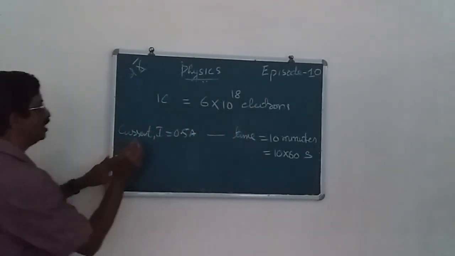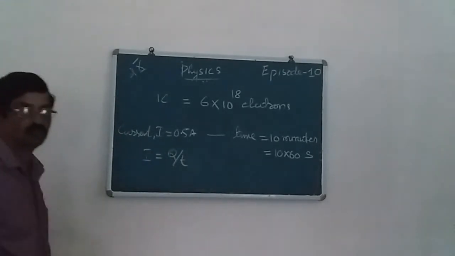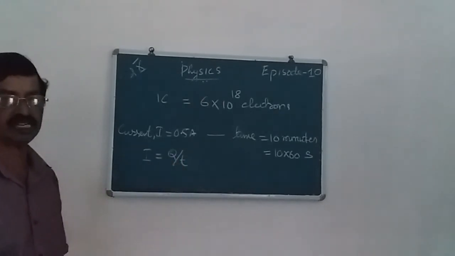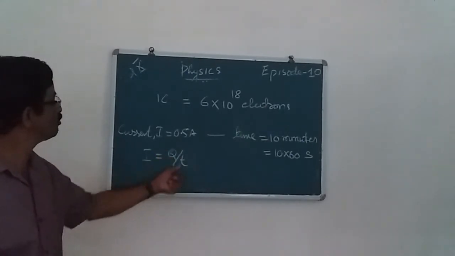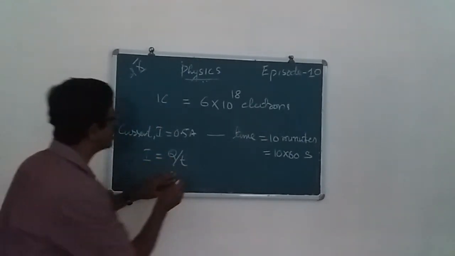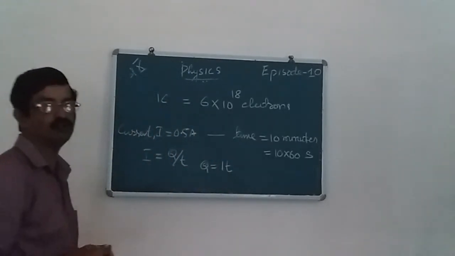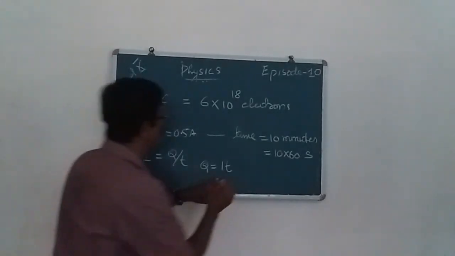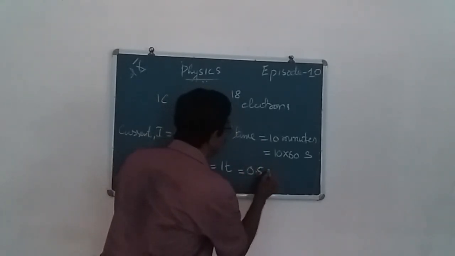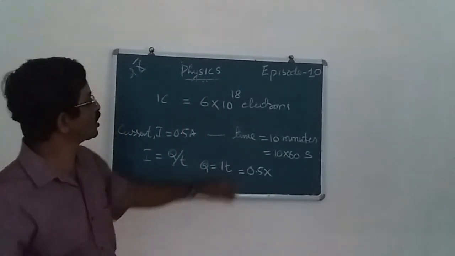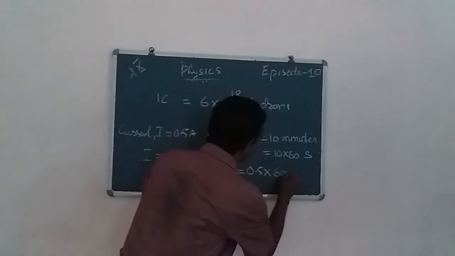Now we know the relation between current, charge and time: I is equal to Q by T. What do we want to find here? The amount of charge flowing. So from this we get Q is equal to I T. Q is equal to I into T, that is 0.5 into time, that is 10 minutes, that is 10 into 60, that is 600.